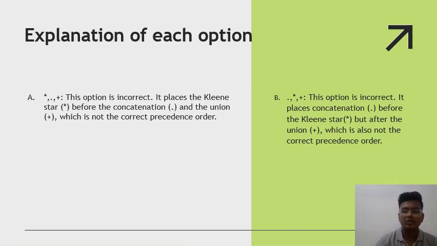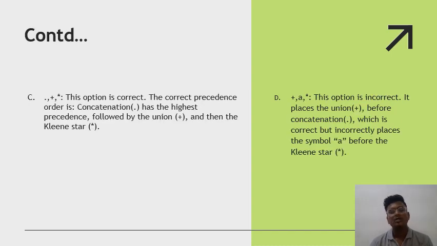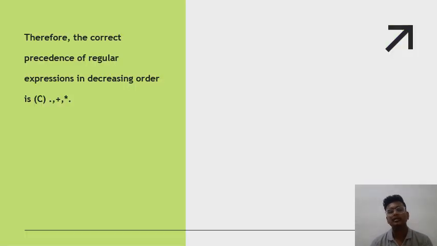The second option is also incorrect, as it places concatenation before the Kleene star, but after the union, which is also not the correct precedence order. So we can see that option C is correct. The correct precedence order is concatenation, has the highest precedence, followed by the union and then the Kleene star. Then option D is also incorrect, so we can confirm that the correct regular expression precedence in decreasing order is C.